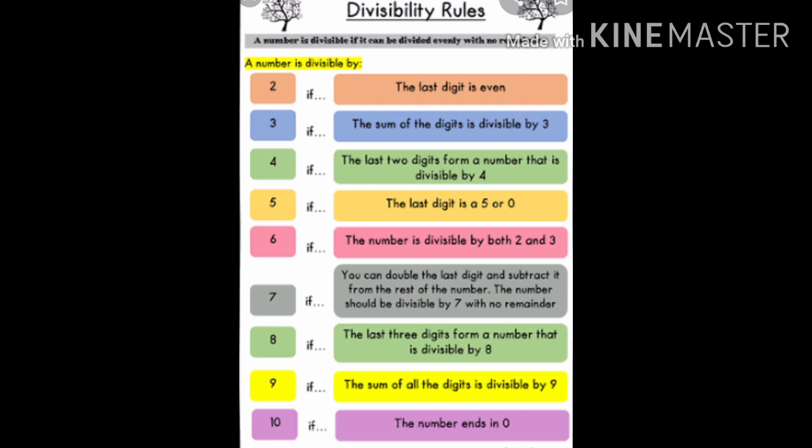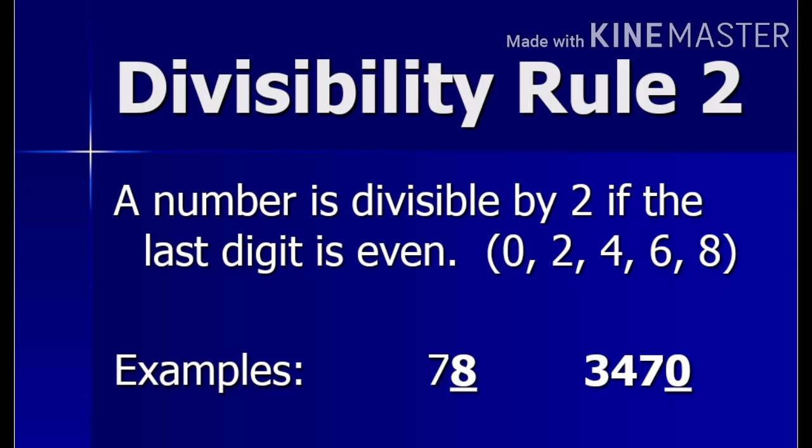Some numbers we will check using the look and say method, for example 2, 4, 8, 5, 10. And for some numbers we will be doing calculations to find out. They include 3, 9, 7, 11, etc. Let's find out how to do them.